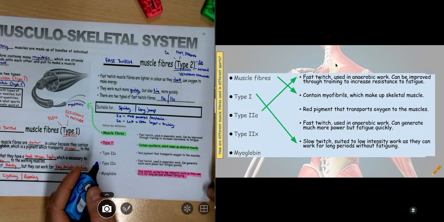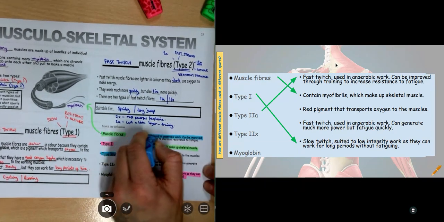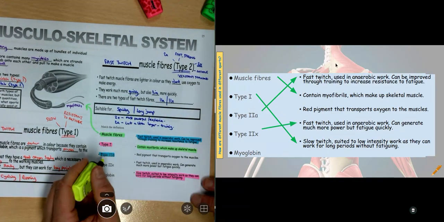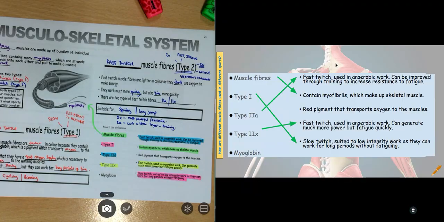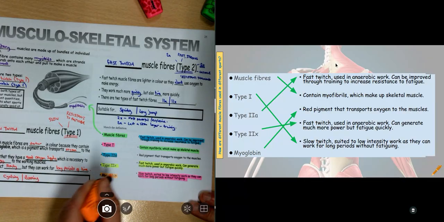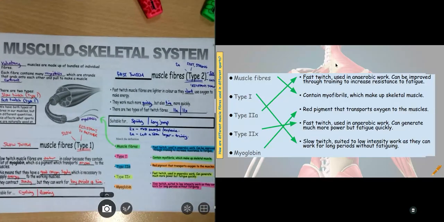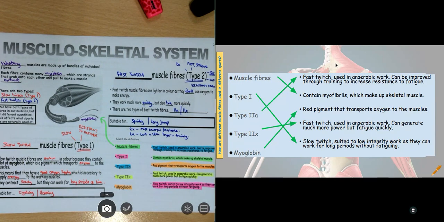2A are your top ones, which are improved through training, and they can increase their resistance to fatigue. Your 2X is your fast twitch that are used in aerobic work. They generate a lot of power but fatigue very, very quickly. And then lastly, your myoglobin is the red pigment that transports oxygen to the muscles. So as a summary sheet, that's a really useful page for us to have all of today's information condensed onto one page.